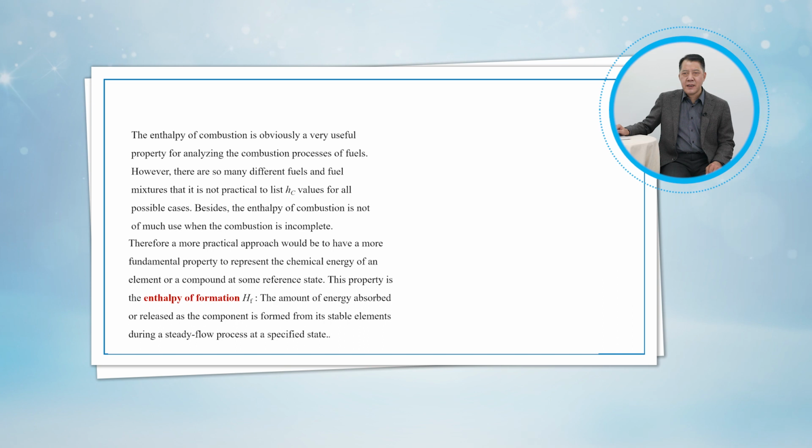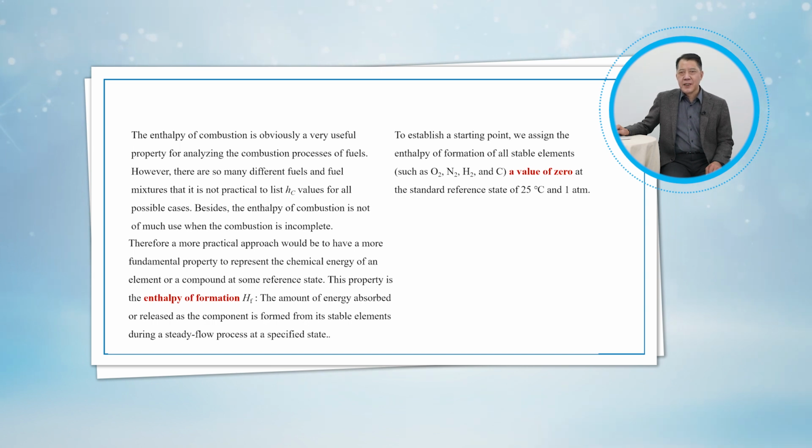This property is the enthalpy of formation, HF, which can be viewed as the enthalpy of a substance at a specified state due to its chemical composition. To establish a starting point, we assign the enthalpy of formation of all stable elements a value of 0 at the standard reference state of 25 degrees centigrade and 1 atm. Perhaps we should clarify what we mean by stable. The stable form of an element is simply the chemically stable form of that element at 25 degrees centigrade and 1 atm.